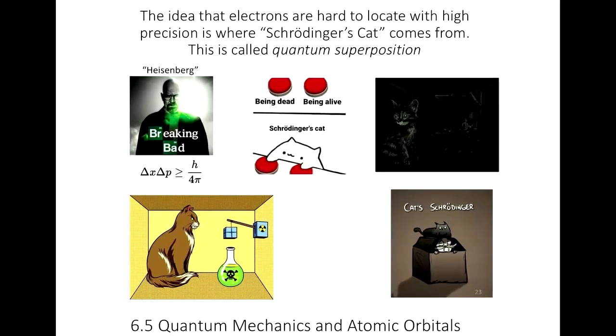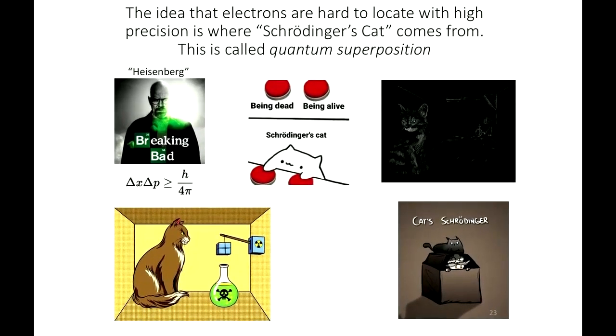I promised you that the point of this chapter, hopefully, is to make you more aware of some of the comic strips and memes out there. One of those is Schrodinger's cat. Do you see things about Schrodinger's cat online and hear about it? It actually has to do with the idea that electrons are hard to locate until you take a measurement.